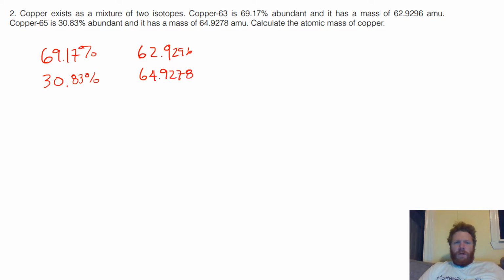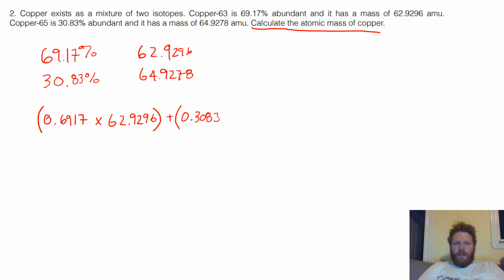And that has an atomic mass of 64.9278. So to calculate the atomic mass, what we need to do is compare these 2 abundances. To solve this, you're going to put in parentheses 0.6917. So that's a fraction, that's 69.17%. We are going to multiply that by 62.9296. Add to that, in parentheses, 0.3083 times 64.9278.